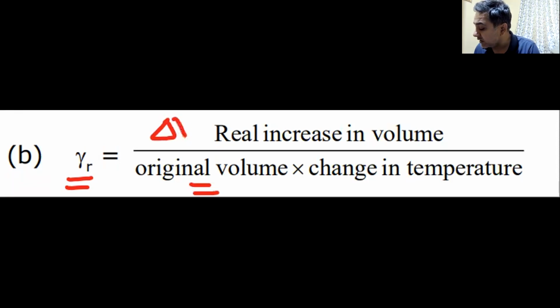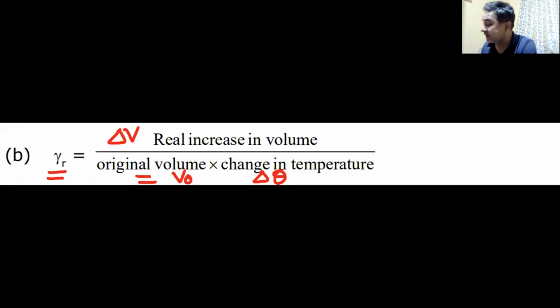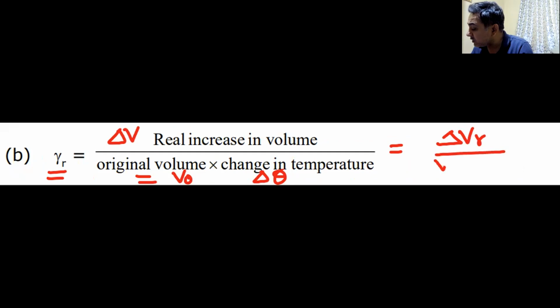So I can write it as delta V, the real change in volume, the exact change, divided by the original volume V naught, divided by the change in temperature. So the formula looks very simple. It is as simple as we had in the previous cases, which is delta V R, R standing for real change in volume, divided by original volume V naught into delta theta.